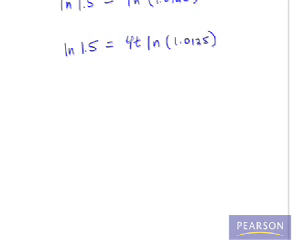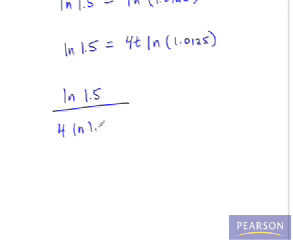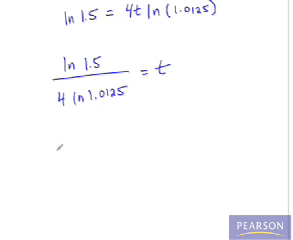Now solving for t, we'll divide both sides by 4 times the natural log of 1.0125. So we have the natural log of 1.5 divided by 4 times the natural log of 1.0125, and that is equal to t. And when we crunch the numbers on our calculator, we will get approximately 8.2 years is approximately equal to t. So the answer to B is 8.2 years.